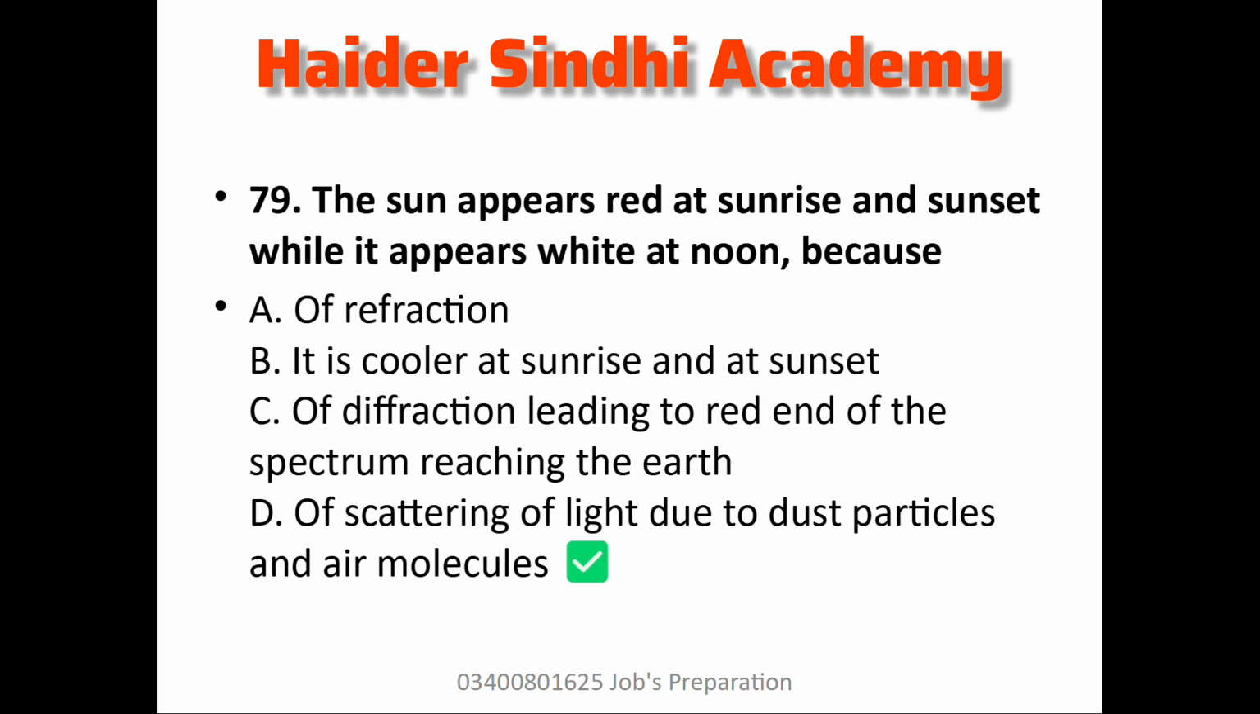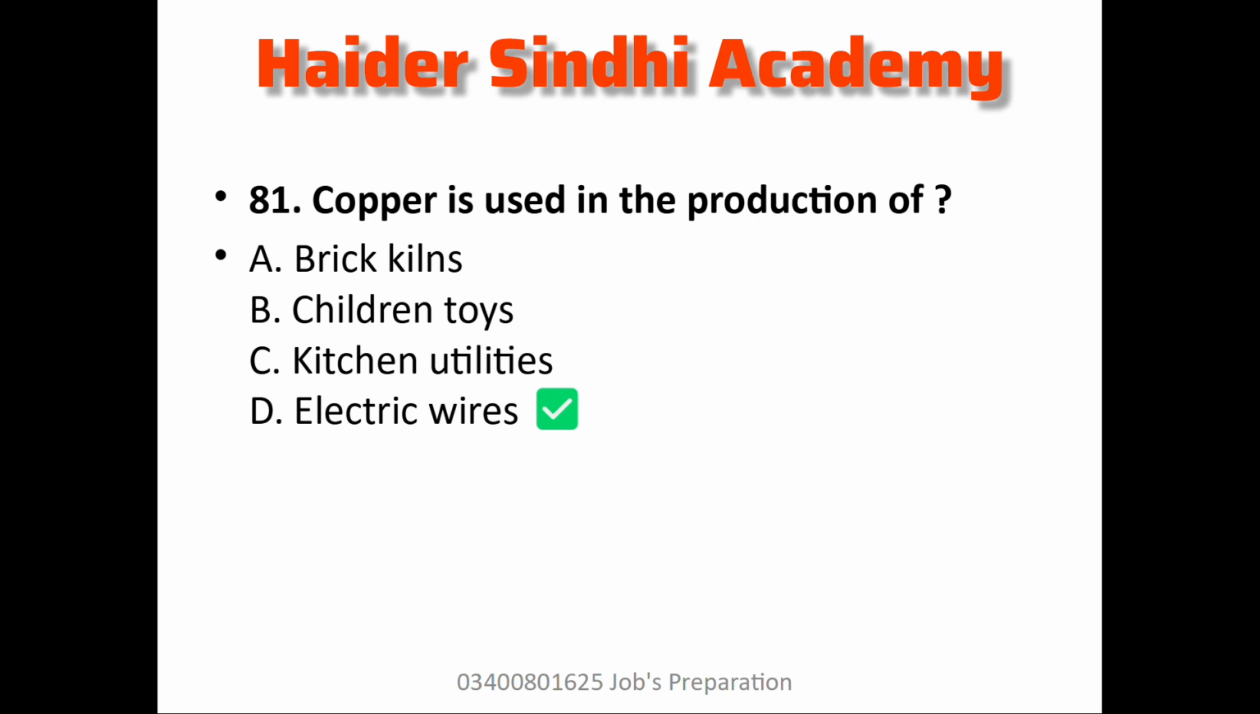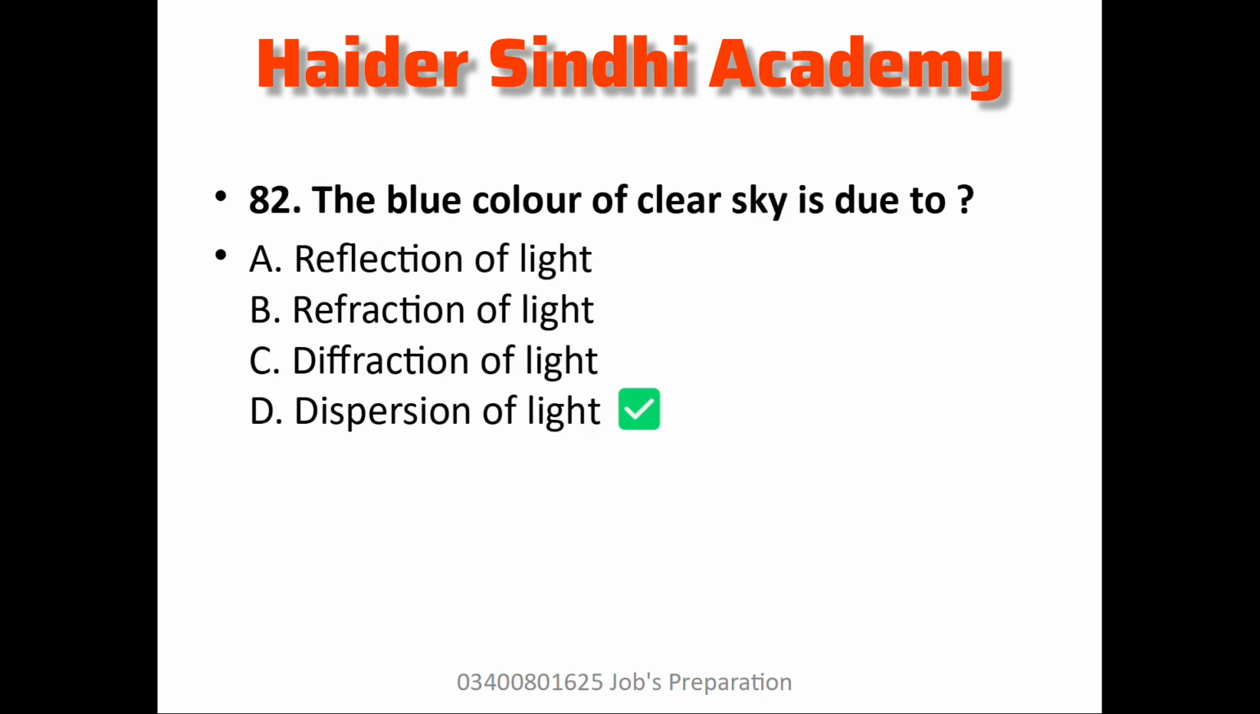The sun appears red at sunrise and sunset while it appears white at noon because of scattering of light due to dust particles and air molecules. People living in high altitudes like mountains usually have a larger number of red blood cells in their body. Option B is the correct option. Copper is used in the production of electric wire is the correct option. The blue color of the clear sky is due to dispersion of the light. Option D is the correct option.